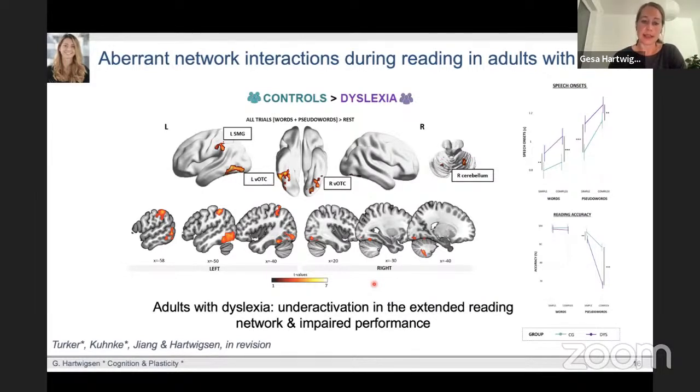And what is interesting here is that adults with dyslexia show underactivation, so less activity, in what we call the extended reading network. That is areas of classical reading areas like the left supramarginal gyrus, the left ventral occipitotemporal cortex, but also the right VOTC and the right cerebellum. So there's massively reduced activity in people with dyslexia. This is nicely in line with the literature, but it extends classical reading areas. We also performed multivariate pattern analysis here, which is a bit more sensitive, and found that with such methods, an even more extensive hypoactivation.